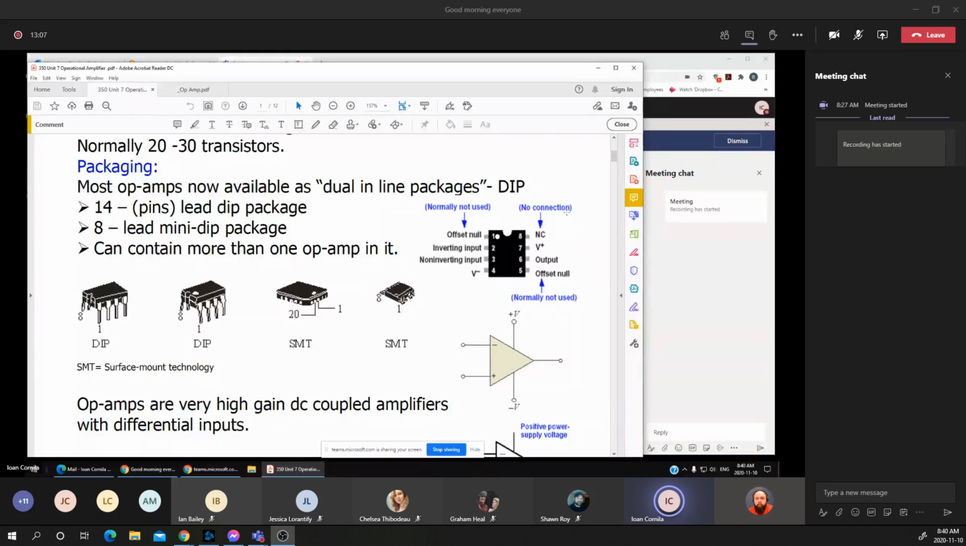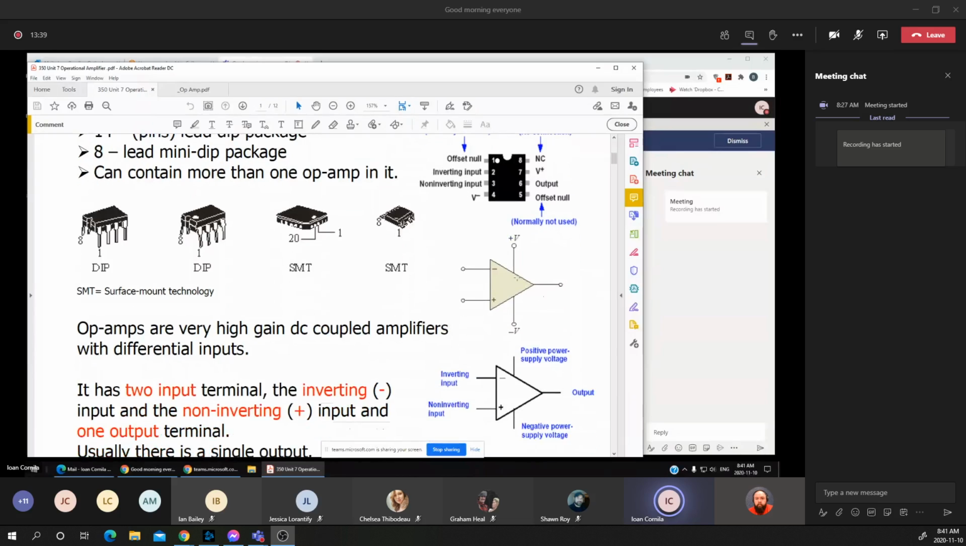NC is for no connection. That's why some pins are labeled as the NC. Another pin is the offset null. We'll discuss a bit later the offset null and the meaning of this pin, which may be used in order to make the output level 0 when the 2 inputs are connected to the ground.